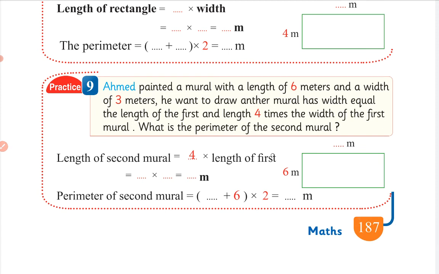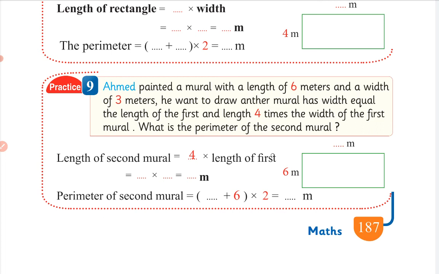السؤال اللي بعد كده بيقول أحمد painted a mural with a length of 6 meter and a width of 3 meters. He wants to draw another mural has width equal the length of the first and the length 4 times the width of the first mural. What is the perimeter of the second mural?